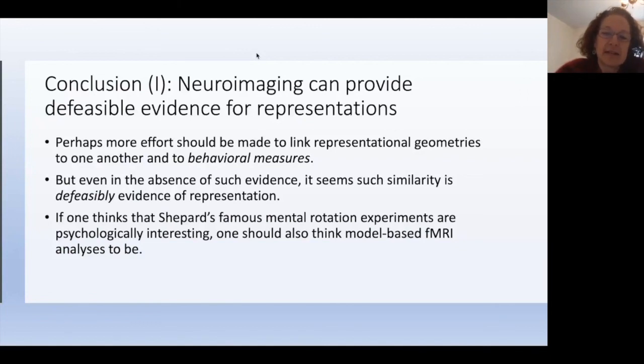And in general, I think that if you're asking the question of whether this stuff should matter to psychology, then I think that these kinds of RSA experiments are at least on as good footing as Shepard's experiments were, and these have been taken to be a cornerstone of cognitive psychology. If you think that those things are psychologically interesting, then you should also think that model-based fMRI analyses are.